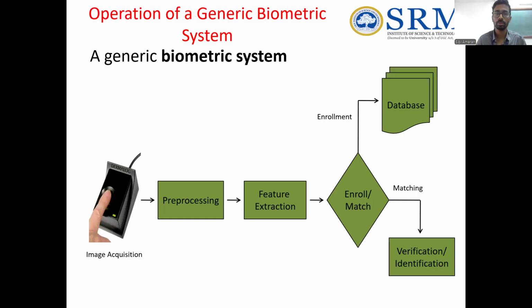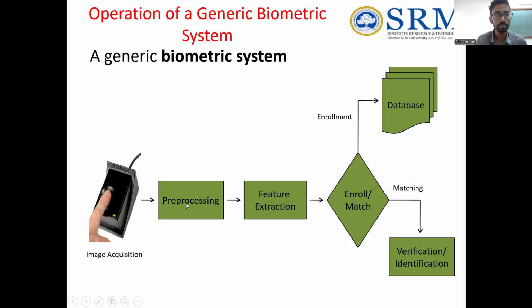Generic biometric system. So this is the image acquisition. What does image acquisition mean? We'll be taking an image and removing some noisy data. How will the noisy data be removed? By using acquisition. So mainly we are using acquisition to improve the quality of the image.